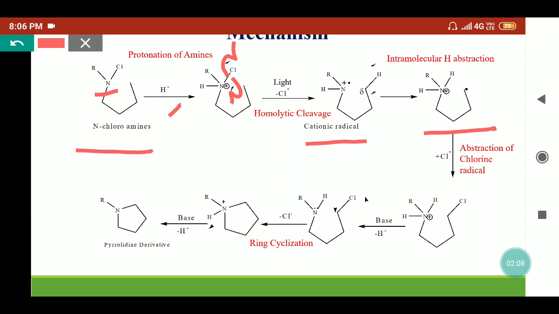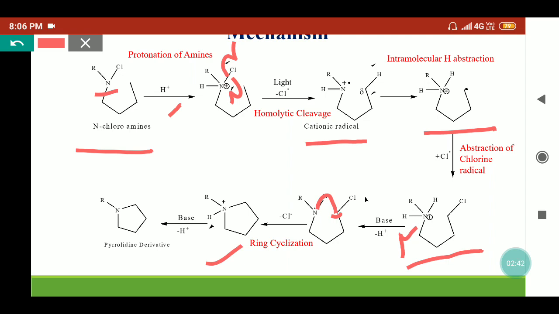Next, because in this reaction chlorine radical is obtained by the homolytic cleavage, this Cl radical will attack on this carbon radical and will produce this compound. Followed by the basic media, this H plus ion will be released from this nitrogen and we will get the lone pair back on the nitrogen. So this lone pair will attack on the delta carbon and will give the ring cyclization product.